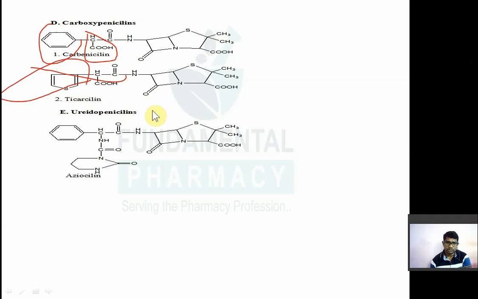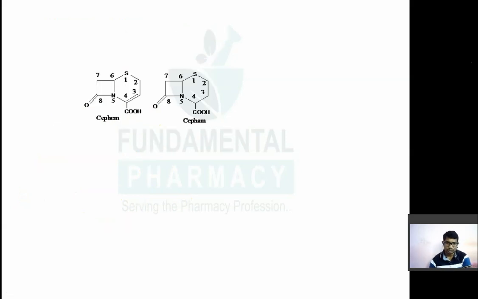Then ureidopenicillins: azlocillin, mezlocillin and piperacillin, there are three. In azlocillin, on the alpha carbon atom there will be a ureide structure. Additionally NHC=NH, that is a ureide structure, azlocillin. Then piperacillin is there and mezlocillin is there. So these are the penicillins.